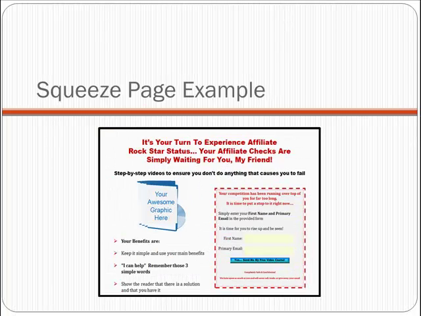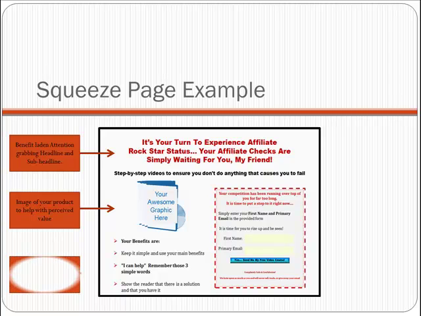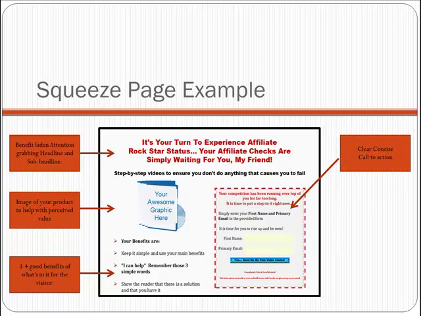All right, here's a squeeze page example. Basically, we've got all the elements here. We'll go through them quickly. We've got our benefit-laden, attention-grabbing headline and subheadline. We've got an image of our product to help with perceived value, so it puts an image in their mind that, yes, I'm going to receive something. We've got three to four good benefits of what's in it for the visitor. We've got a clear, concise call to action. We're telling them what to do, and these aren't the best on this page here, but we're just showing you how to lay it out.